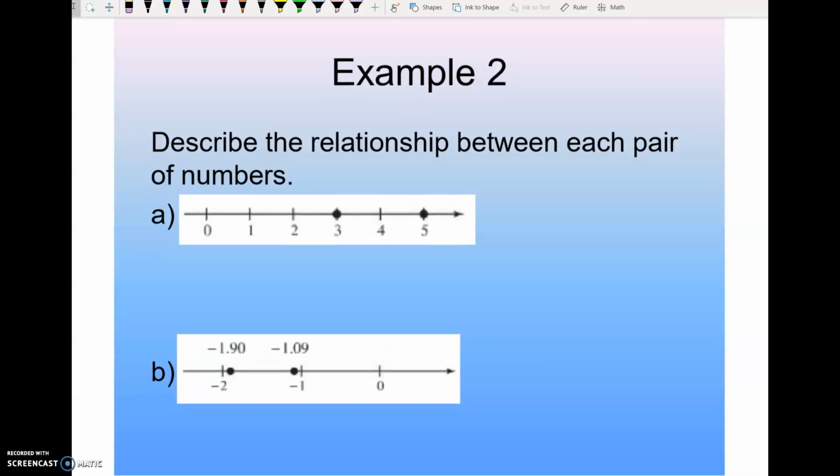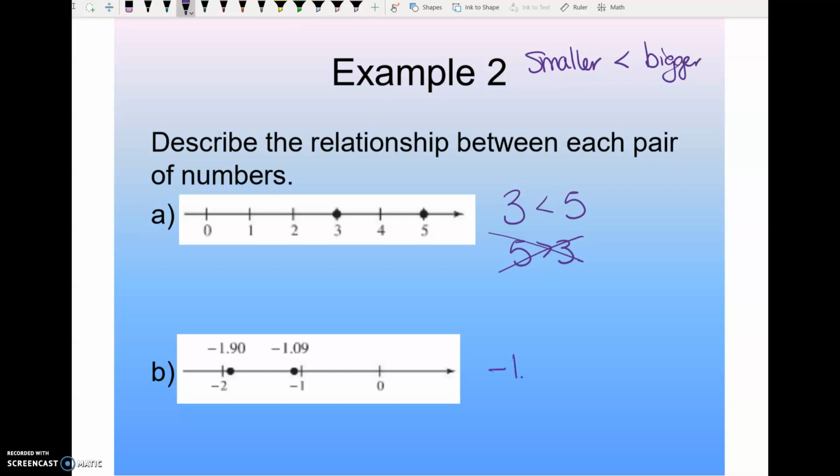Describe the relationship between each pair of numbers. 3 is less than 5. You could also write that 5 is greater than 3, but we don't like that version in math. Once you get to this level of math, you really want to put the smaller number less than the bigger number. It's just better. So on B, -1.9 is less than -1.09.